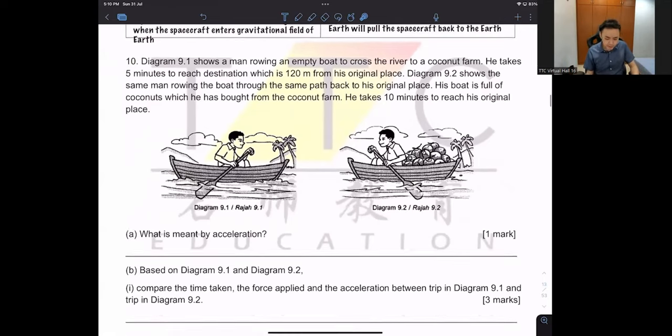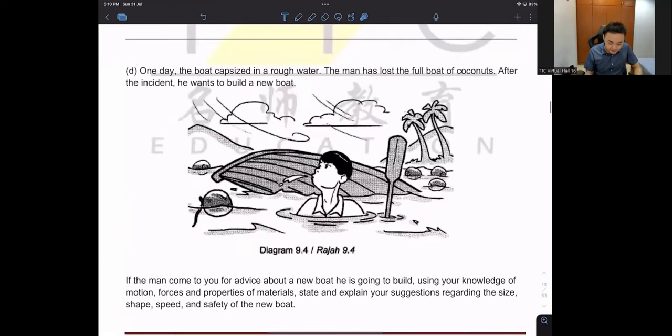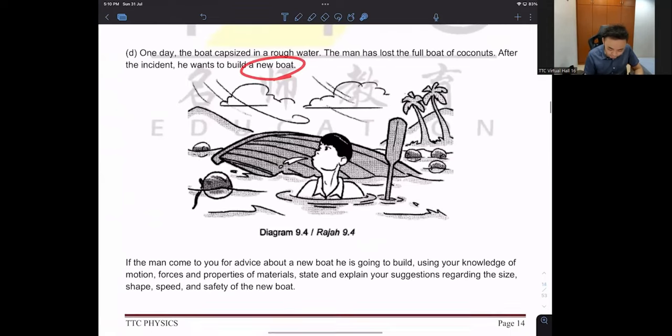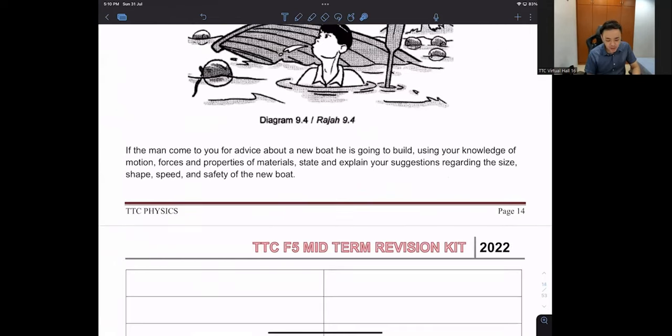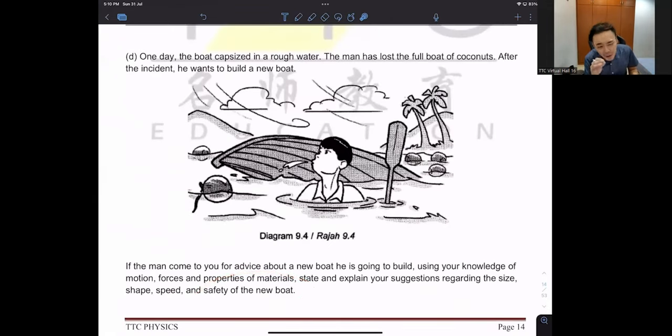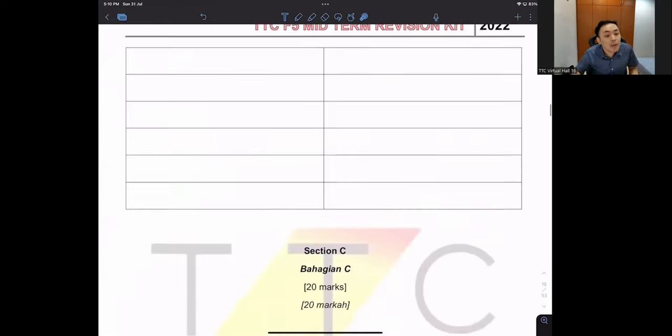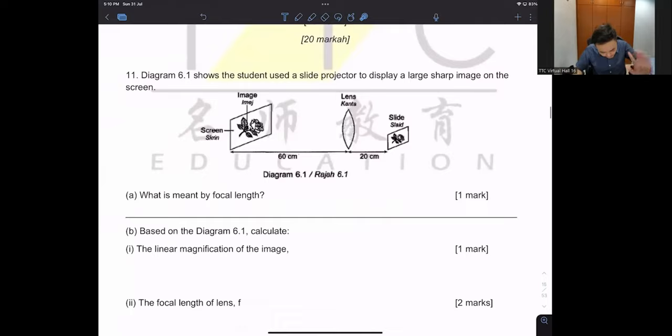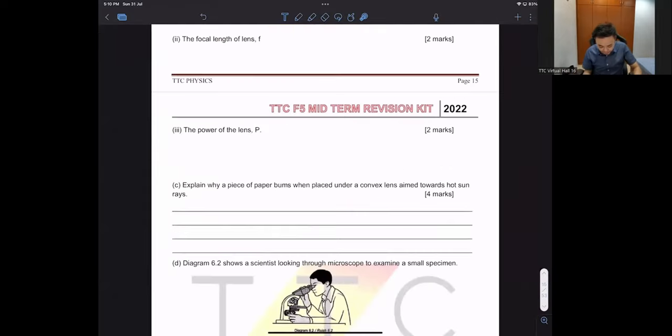And actually it's quite an easy one. This one, the essay, is to build the boat, a new boat where you can go faster, and then the shape, the size, safety, all kinds of things. So this one should be quite easy. It's about chapter 2, a bit of chapter 3 as well, because you need to have more buoyant force as well, right? Exactly. So 11, right? Come, we look at number 11 quickly.